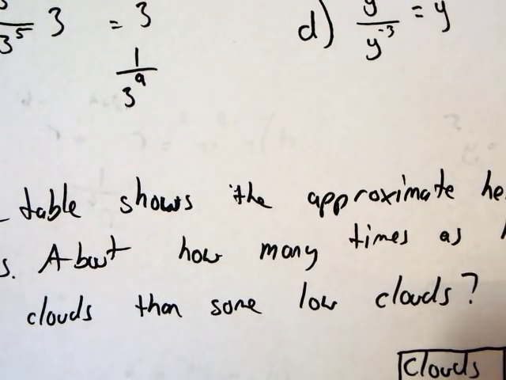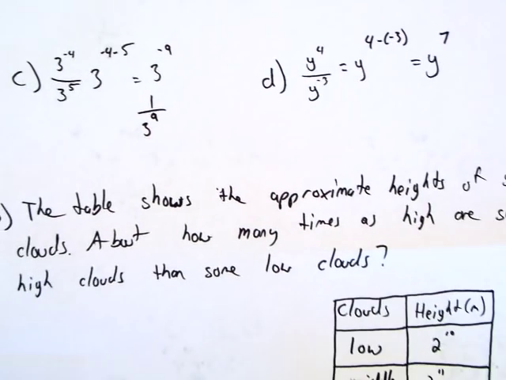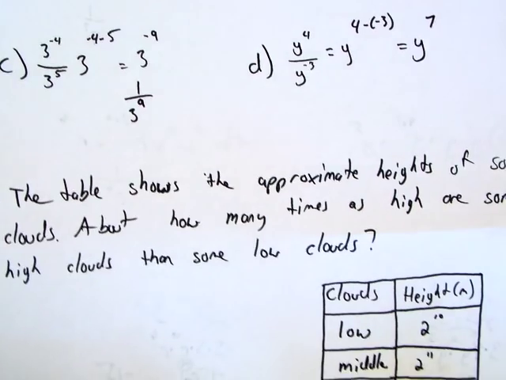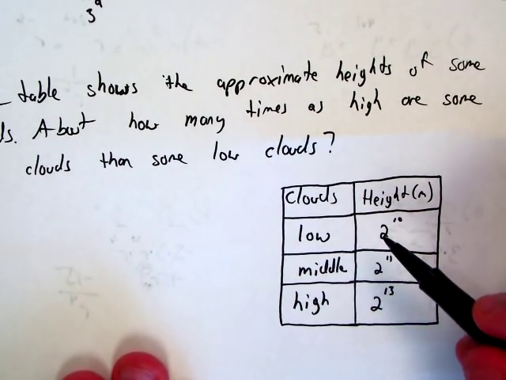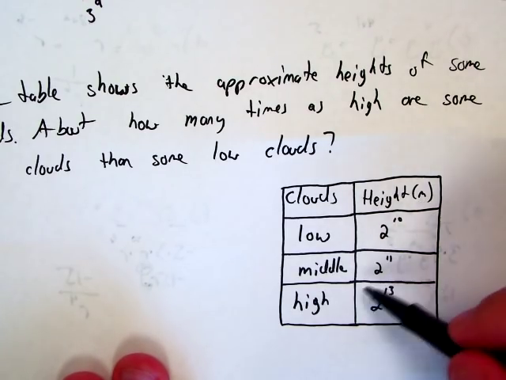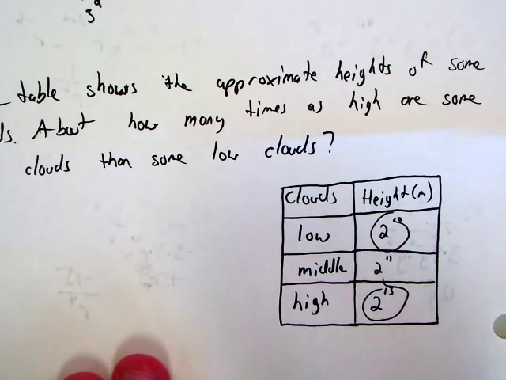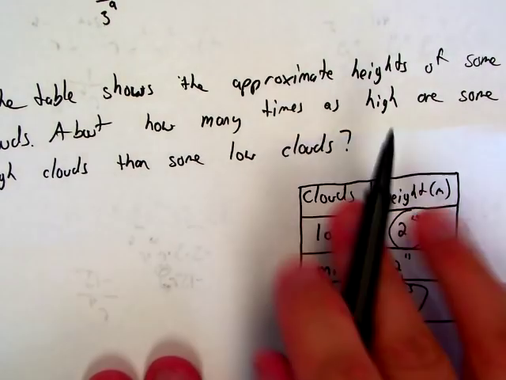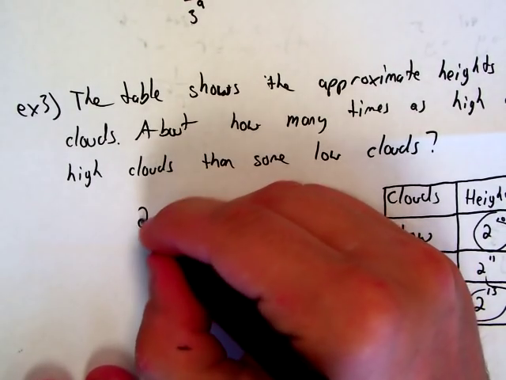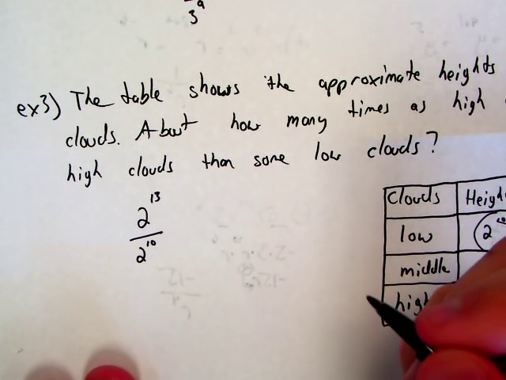And then last example, example 3. It says the table shows the approximate heights of some clouds. About how many times as high are high clouds than some low clouds. So here's the table. It says low clouds are at 2 to the 10th meters. Middle is 2 to the 11th, and high is 2 to the 13th. So I'm going to take these two numbers because we're talking about high clouds and low clouds. How many times as high means I'm going to divide those. So I'm going to have 2 to the 13th over 2 to the 10th.